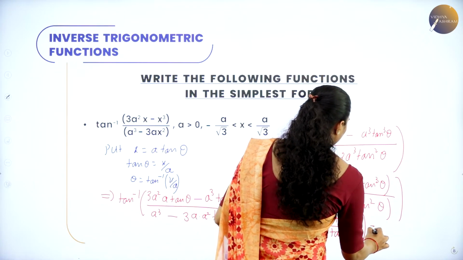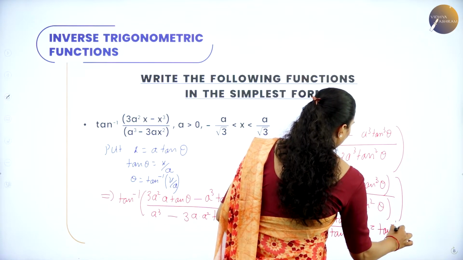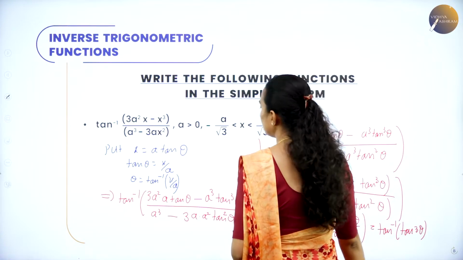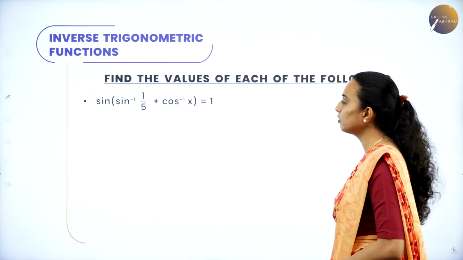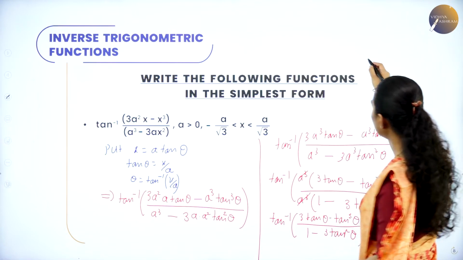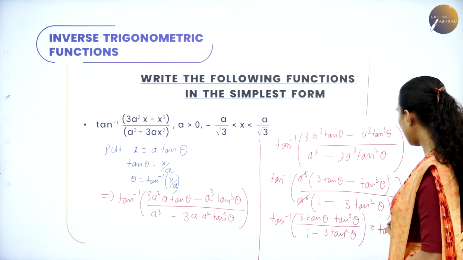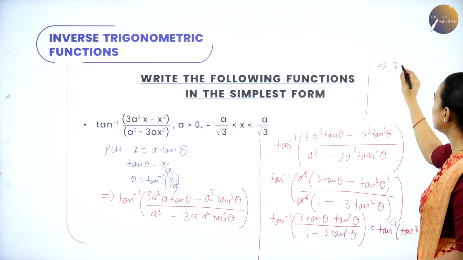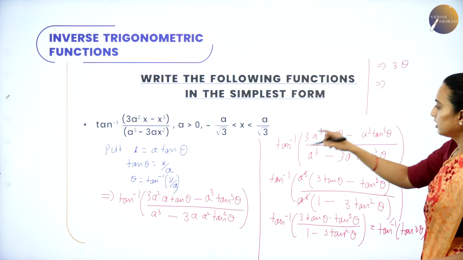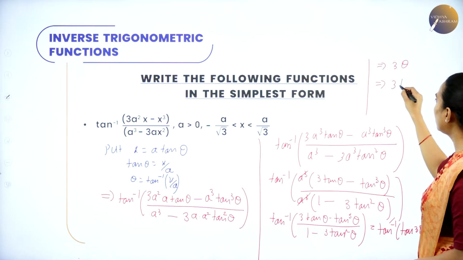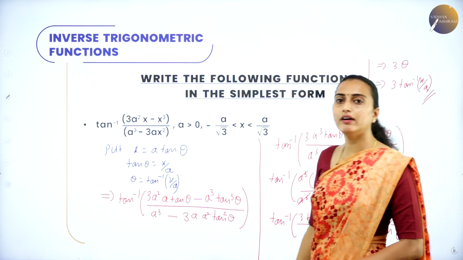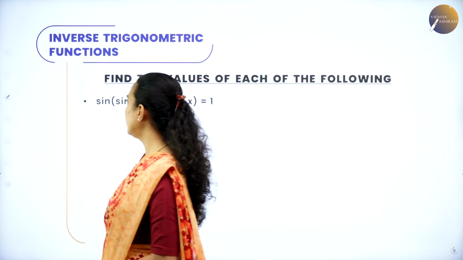So, which will be tan inverse of tan 3 theta. Tan inverse tan will go. You are going to remain with 3 theta. But what is theta? Theta is nothing but tan inverse x by a. That is your answer. Any doubt do you have? Okay, we'll move on to the next question.